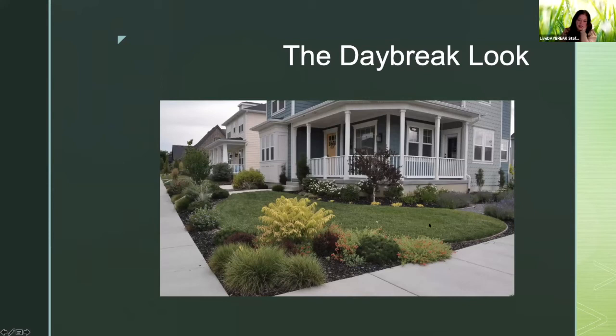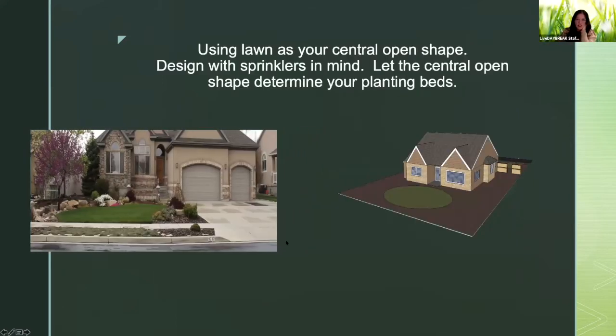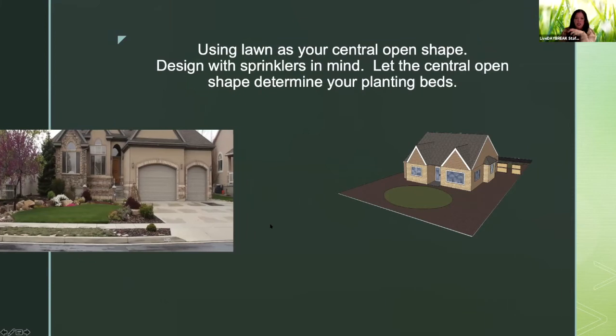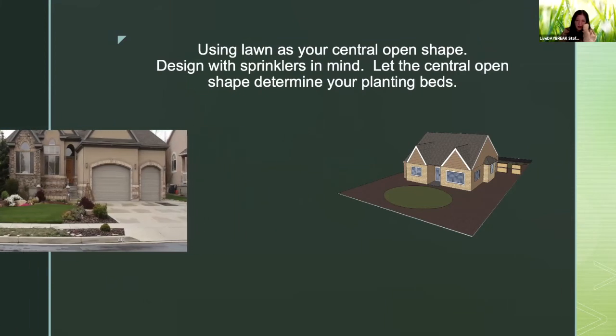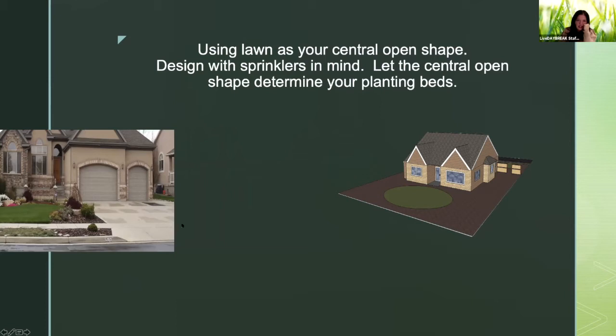And I love this. This house has a little bit of slope. So they've made it so that the central open shape is up here on more of the flat area. So that makes it totally more usable, as well as then you're not fighting runoff with water and watering inefficiently. So using lawn as your central open shape, and you're designing with the sprinklers in mind. So letting that central open shape determine your planting beds. Sorry, that graphic is jumping there.